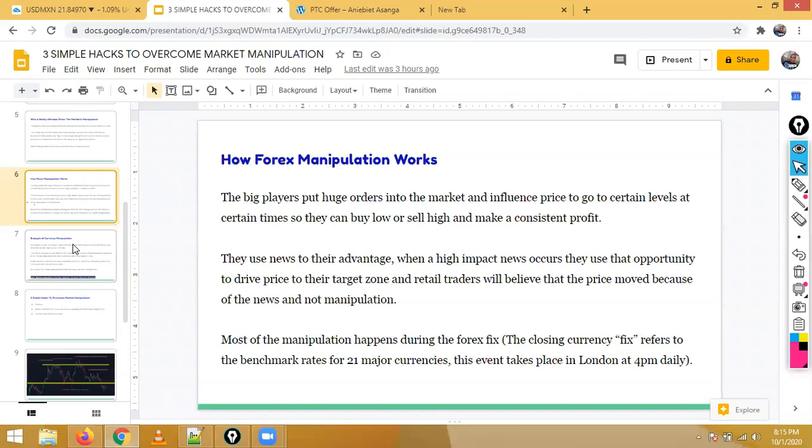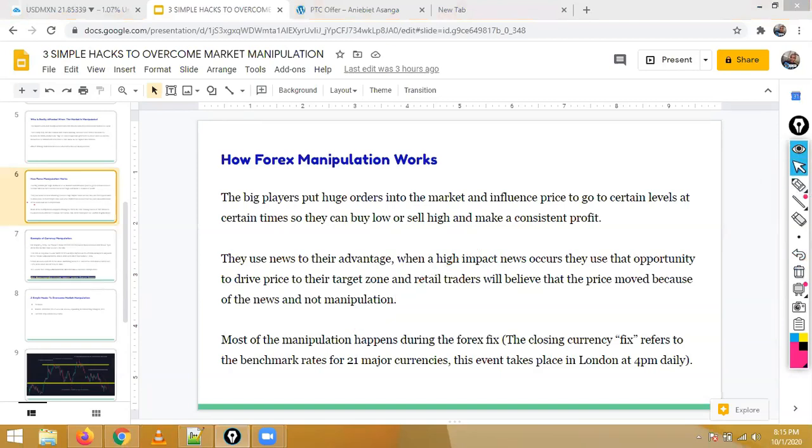So they actually use the news to their advantage. They use the mainstream media to do this manipulation also. So when there is high impact news, they use that opportunity to drive price to their target zones. And retail traders will believe that price moved because of the news, not manipulation. And at the end of the day, you end up losing money while they make profit.